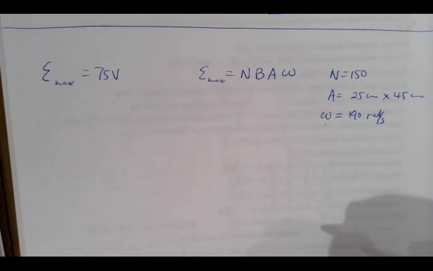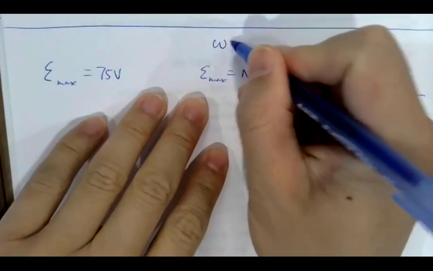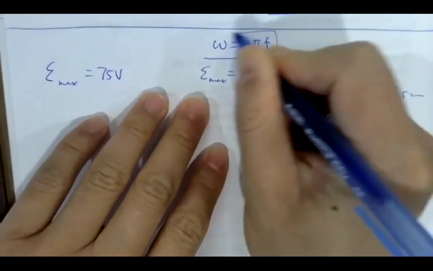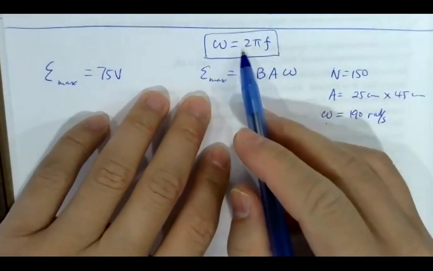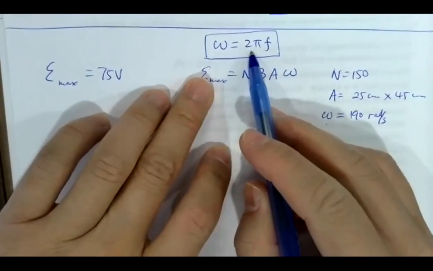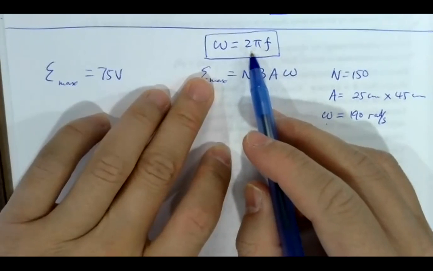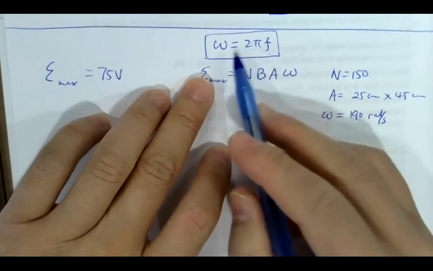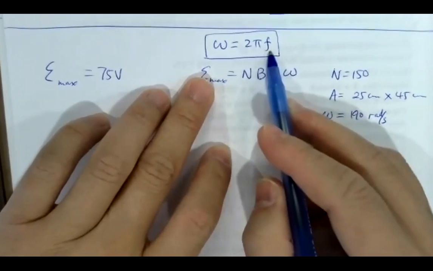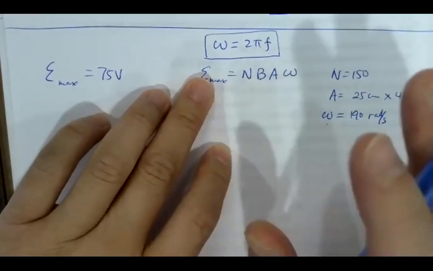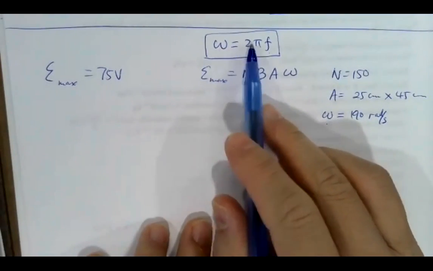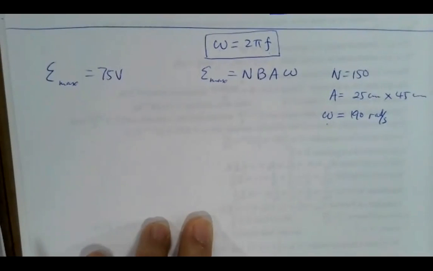This is another thing I would like to mention here. Angular frequency is equal to 2 pi times the frequency. For household electricity, the power is 60 hertz. That refers to the 60 hertz frequency, so the angular frequency should be 2 pi times 60 hertz. When you have a question like that, just keep in mind angular frequency should be equal to 2 pi times the frequency given.